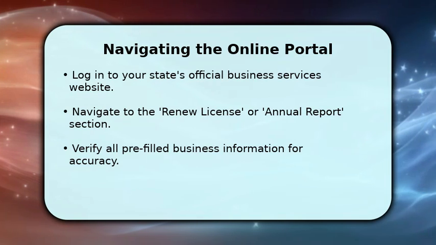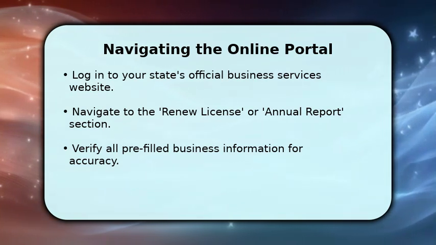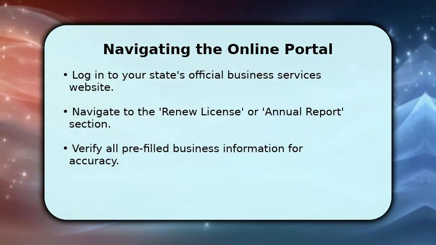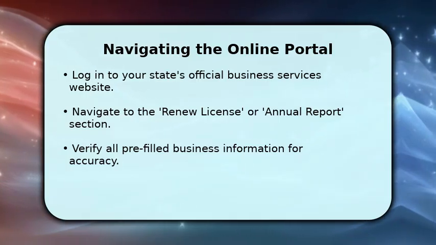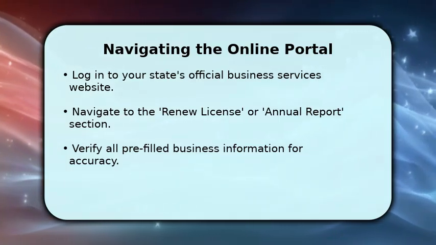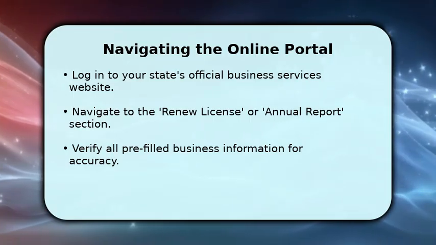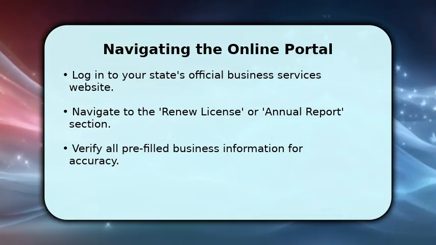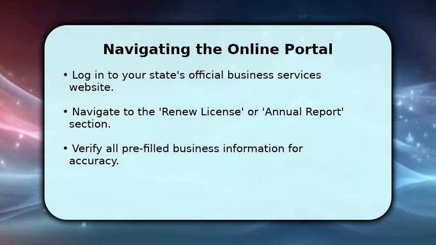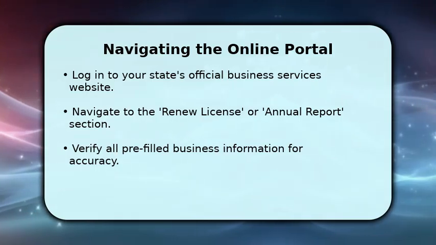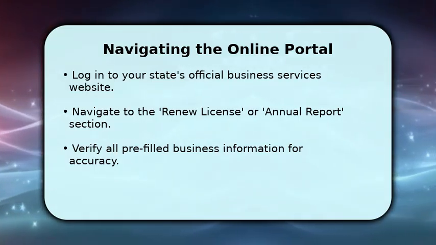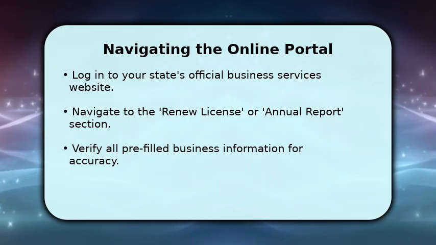Once you're ready, log in to your state's official Business Services website using your credentials. Look for a clear link or section labeled Renew License or Annual Report to start the process. It's crucial to carefully review all pre-filled information on the form to ensure everything is accurate and up to date before proceeding to the next step.